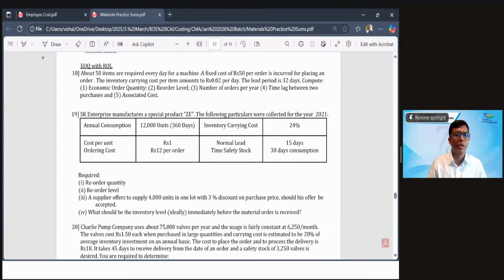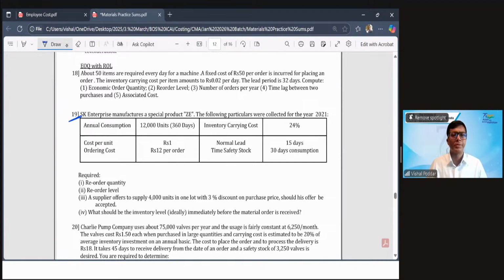So I'm taking question number 19. SC Enterprise manufactures a special product called Z. The following particulars are collected for the year. Annual consumption given is 1200 units. Now they have particularly mentioned days in brackets. Why? Because whenever stock level is required, you will require consumption per day or per week. So in order that you can calculate the per day consumption, they have mentioned this. And we all know a year is of 365 days, but many times in the question they will say how many days you have to consider. Like here they have said 360.